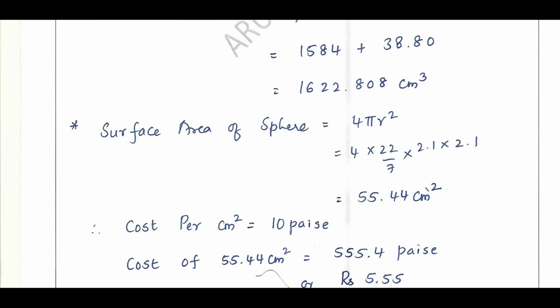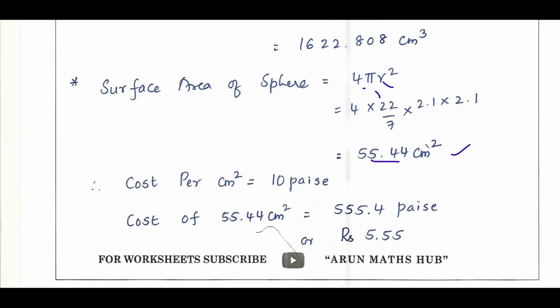Now the surface area of the sphere is 4 pi r square. Substituting the value of pi as 22 by 7, radius as 2.1, what we get is the surface area of the sphere is 55.44 centimeter square. Cost per centimeter square is 10 paise. Cost for 55.44 centimeter square is 554.4 paise. Divided by 100, what we get is rupees 5.55.